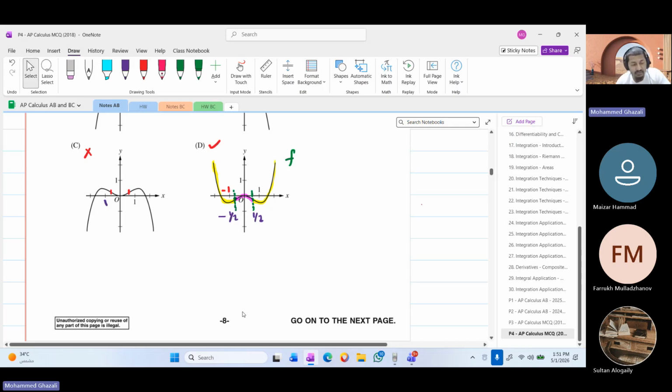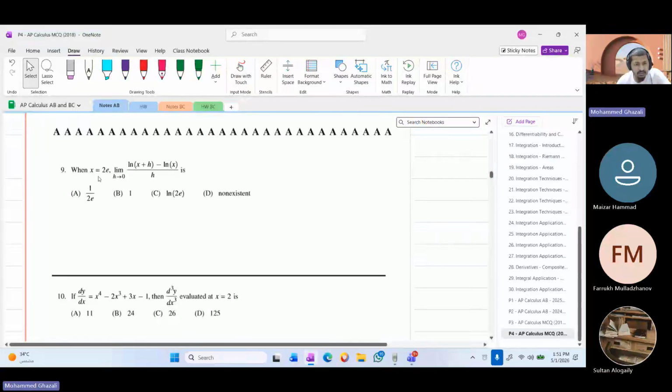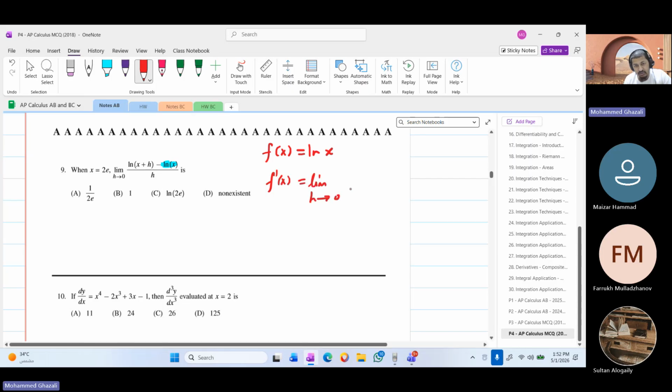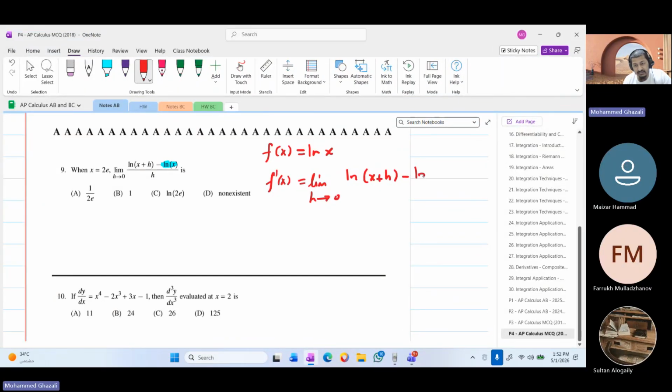Right, great, guys. Let's move on to the next one. When x is equal to 2e, what is the limit as h approaches 0 of this? Now, this is coming from first principles, and your function is ln x. So if f of x is ln x, how would I write down the first principles formula? f prime x is equal to the limit as h approaches 0 of ln(x plus h) minus ln x, divided by h. But we're not going to do that because they just asked us to evaluate this. So we're just going to differentiate, not use first principles to differentiate.